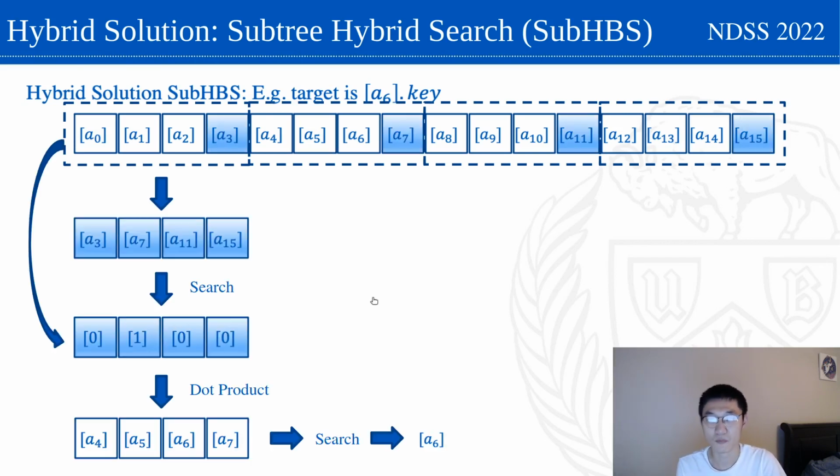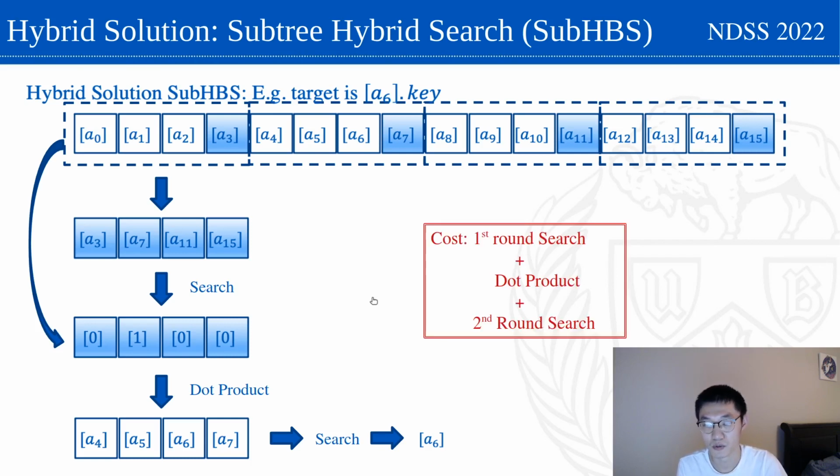To do so, we first take out the last element in each sub-array or subtree and do a search on this array. After this search, we will have an indicator array or tag array. By using this tag array, we can easily select out the subtree that the target element is located in. After that, we do another round of search to take out the target element. So the entire cost of this solution will be 2 rounds of search plus 1 round of dot product.